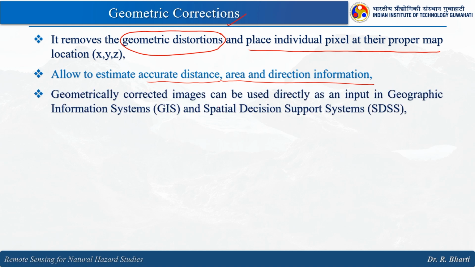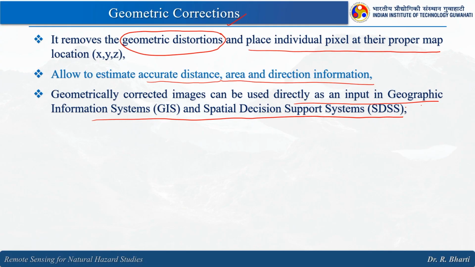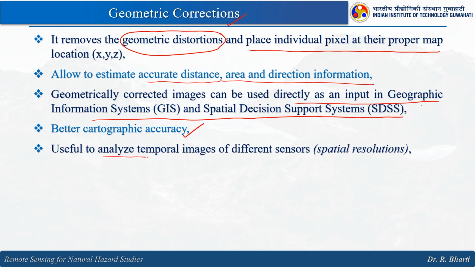Geometrically corrected images can be used directly as an input in geographic information system and spatial decision support system, because we are supposed to remove the geometric errors and then the images will be free from the geometric error and that can directly go as an input in our GIS or SDSS platform. Better cartographic accuracy, useful to analyze temporal images of different sensor of different resolution.